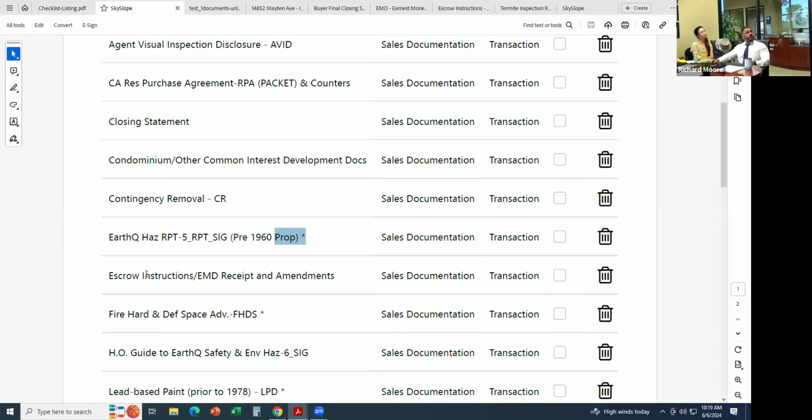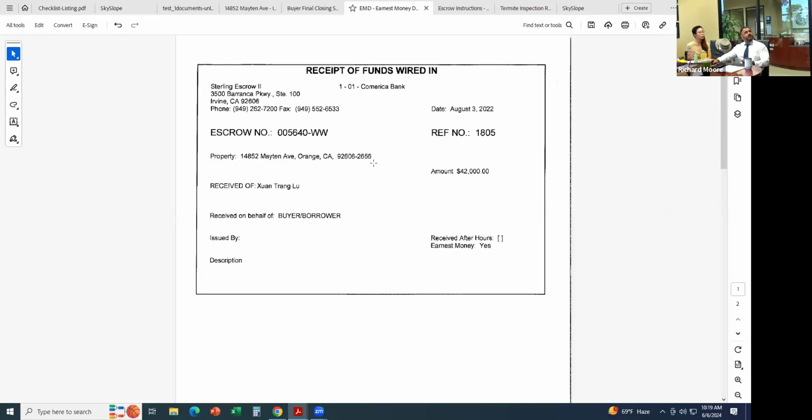Okay, the next form. Escrow instructions and earnest money deposit receipts and amendments. This you're gonna get from escrow. So once you open escrow, within 3 days, the buyer has to wire their deposit to escrow. And you're gonna get a deposit receipt from escrow that shows you that the money was received. And that looks like something like this, okay?